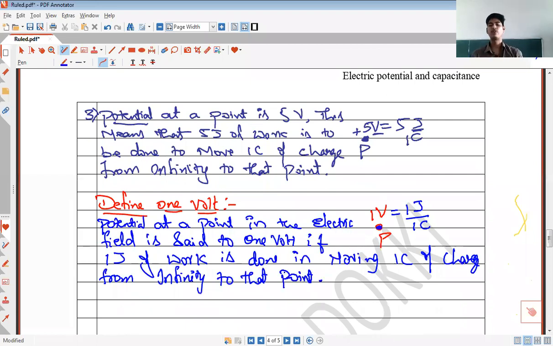This is how you define 1 volt. 1 volt is the potential at a point if you do 1 joule of work to move 1 coulomb of charge. Whenever we define it, we say unit positive test charge, which means it is of charge 1 coulomb, right? Electric potential at a point is said to be 1 volt if 1 joule of work is done in moving a charge of 1 coulomb from infinity to that point.